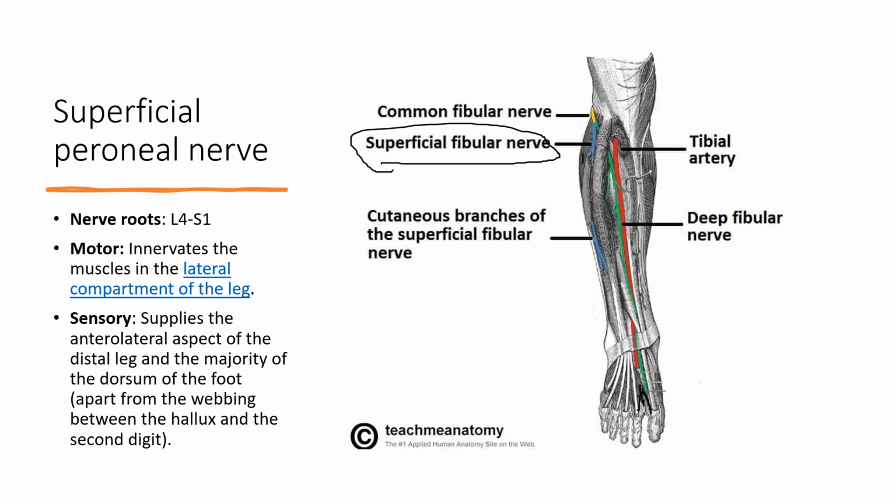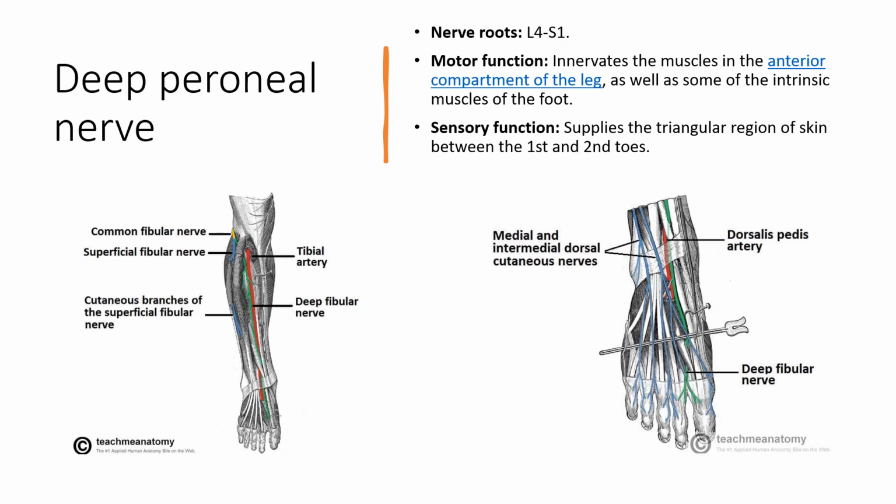Okay, now the deep peroneal nerve. The nerve roots of the deep peroneal nerve are the same as the sciatic nerve. Motor and sensory functions: it innervates the muscles in the anterior compartment of the leg as well as some of the intrinsic muscles of the foot. The sensory function supplies the triangular region of the skin between the first and second toe.